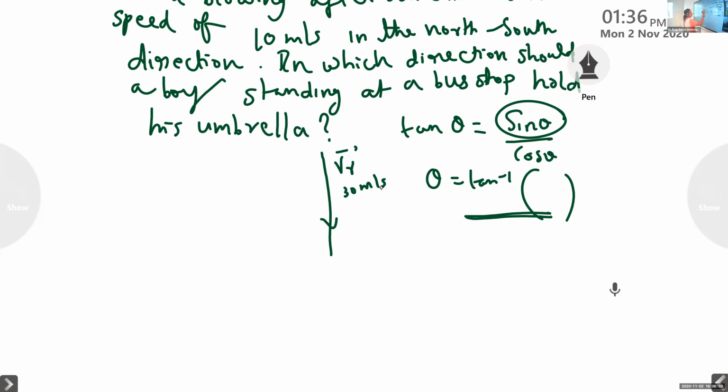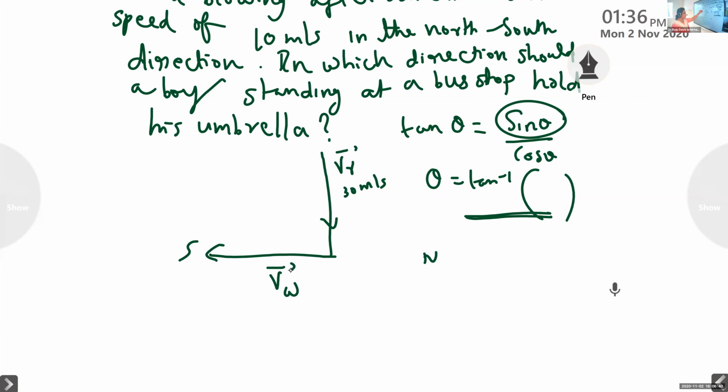And we can consider this direction as north and south. Since it is given, a wind is blowing with a speed of 10 meter per second in the north-south direction. That is, from north to south, the wind is flowing. So VW stands for wind, VR stands for rain. VR is the relative velocity of the rain with respect to the boy. VW is the relative velocity of the wind with respect to the boy.